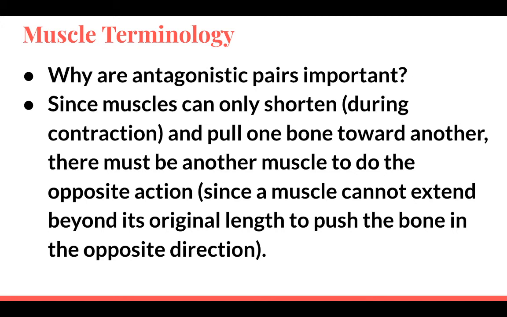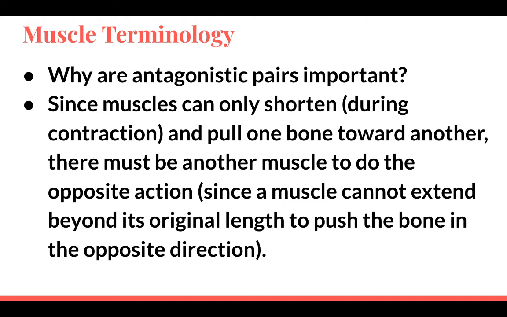So, therefore, we have to have one muscle that pulls the bone in one direction and then another muscle that contracts and pulls the bone in the opposite direction. So when the biceps brachii contracts, it pulls the forearm up. It flexes it. When the triceps brachii contracts, it pulls the forearm back down and extends it. Okay?